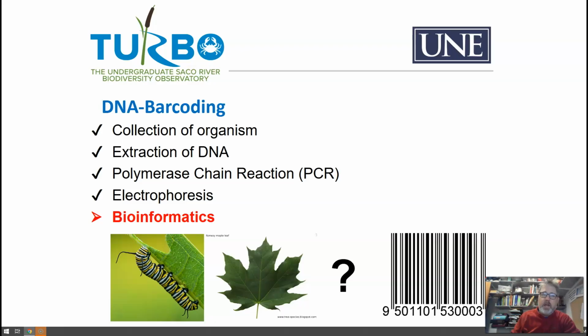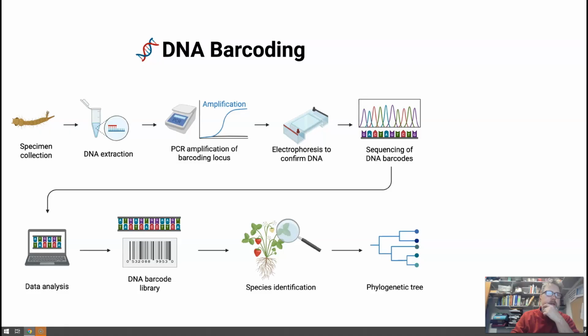So we sent those samples off to a company, and they sequenced it, and now we're going to look at the bioinformatics end of things. Meaning, how do we take that sequence and turn it into a species, right? So how do we figure out what the species is that we were looking at?